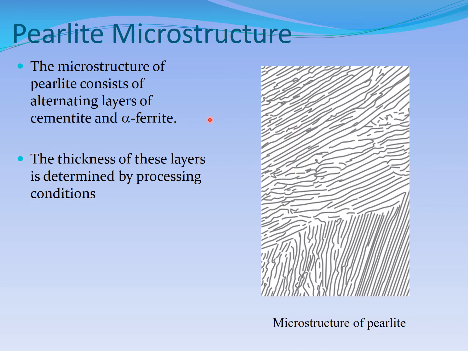Because you have alpha and you have cementite in it, there are these two phases which are a mixture of each other, and together they appear very shiny gray, right? So this is called pearlite. So pearlite is not one phase. Pearlite is alpha ferrite and cementite mixed together.